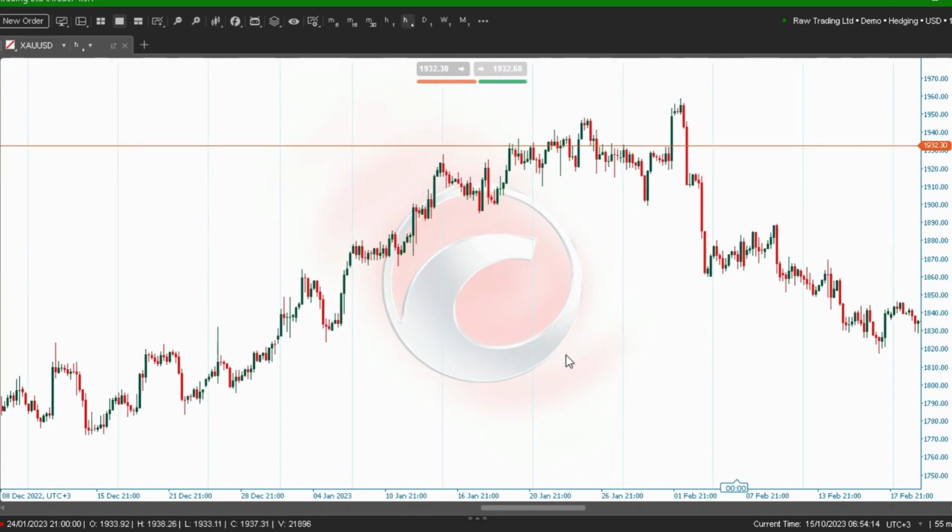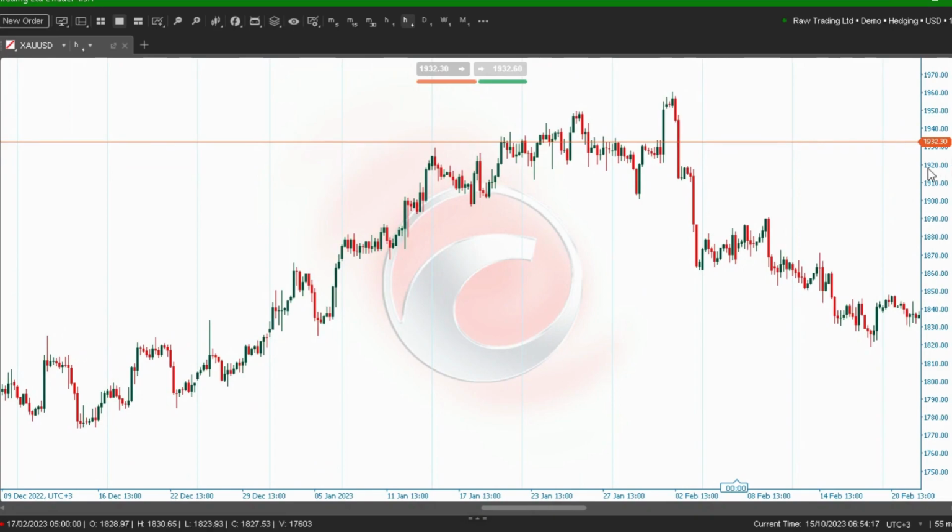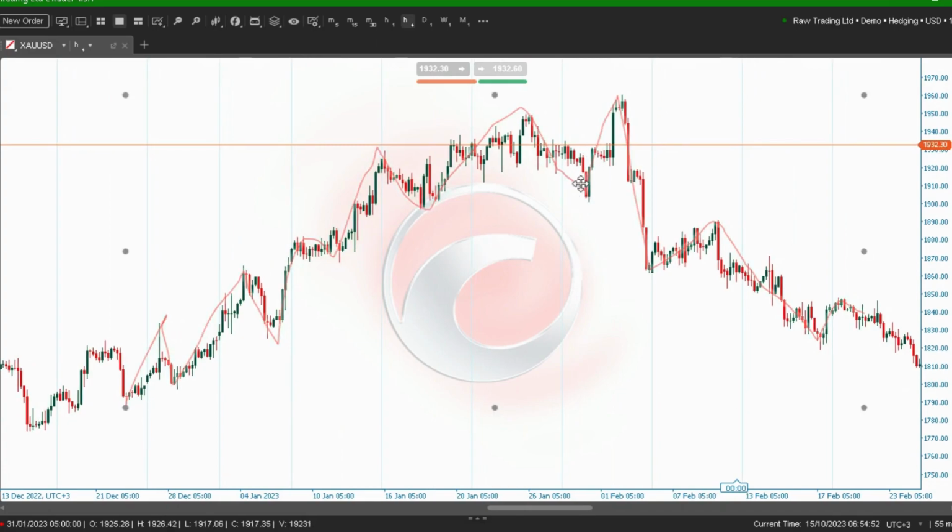Like on this chart on the screen, you can see clearly that the market was in an uptrend. There was a series of higher highs, lower highs, higher highs, lower highs, and so on. So in this chart, you can see there was a series of breaks of structure, creating higher highs and lower highs. At this point here, there was a change of character.